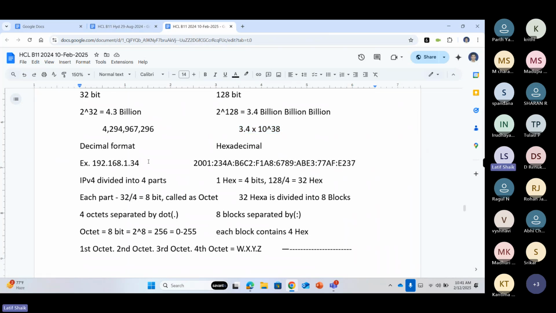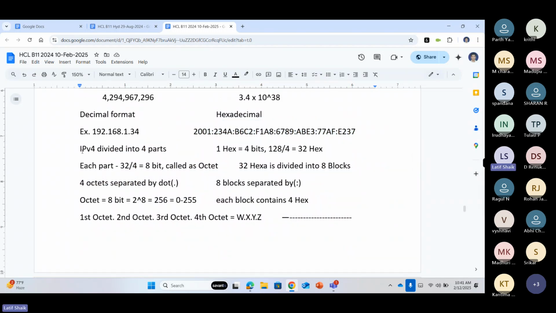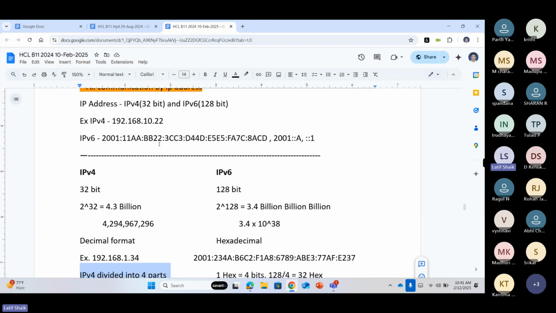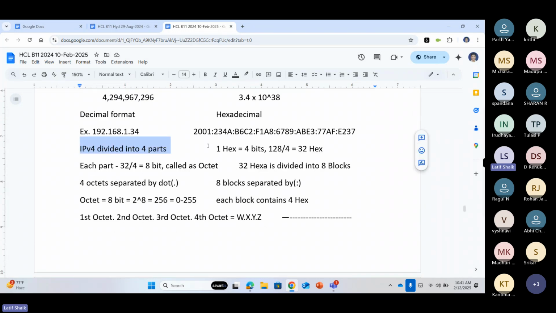So this is how IPv4 looks, and this is how IPv6 looks. IPv4 is 32-bit and is divided into 4 parts. Each part is separated by a dot. Four parts means each part is 8 bits, which we call an octet. The first part is the first octet, the second is the second octet, the third is the third octet, and the fourth is the fourth octet. Each octet is 8 bits, which means 256 numbers we can put in it. So 0 to 255 is the range of each octet.